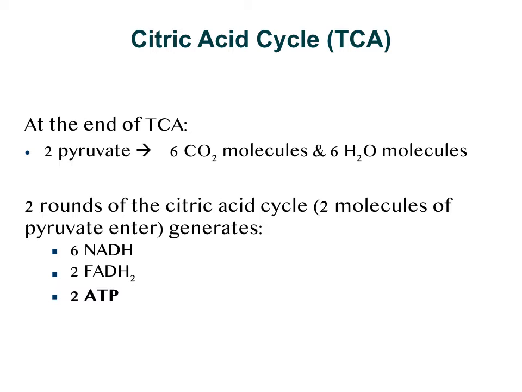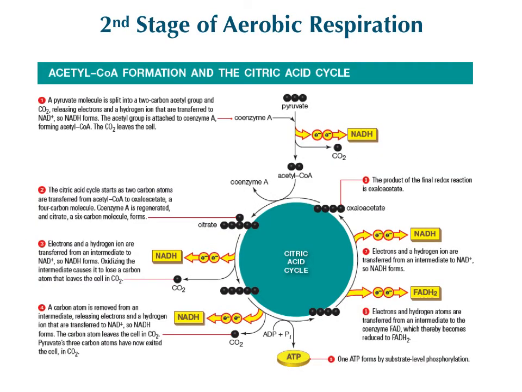So let's look at a little bit of these stages more closely. Okay, so here's a scary cartoon. We already went through glycolysis and ended up with our pyruvate. And now we're going to enter the second stage of aerobic respiration, which is known as the tricarboxylic acid cycle, or the citric acid cycle, or the Krebs cycle. All those terms can be used interchangeably.